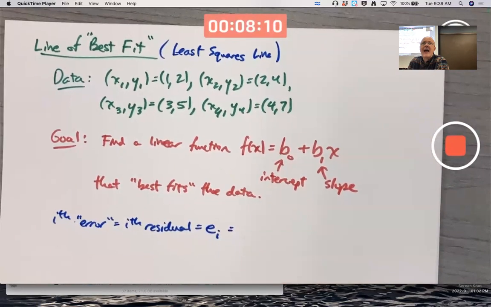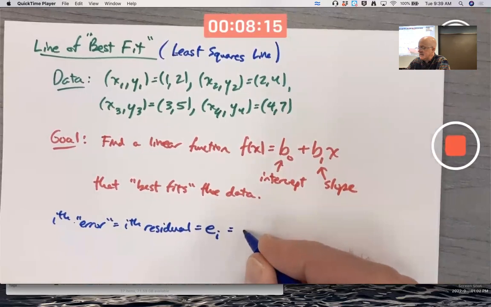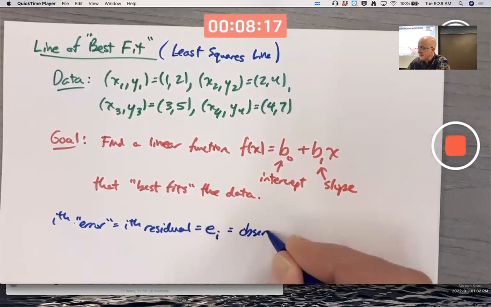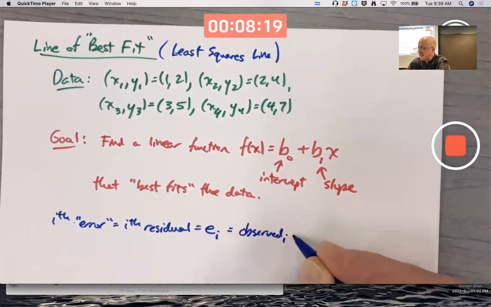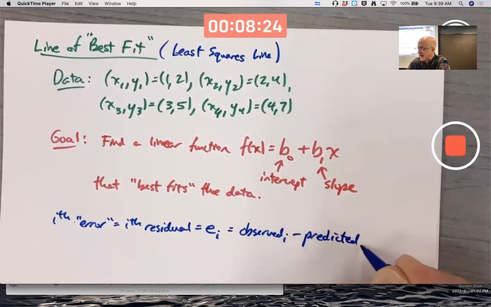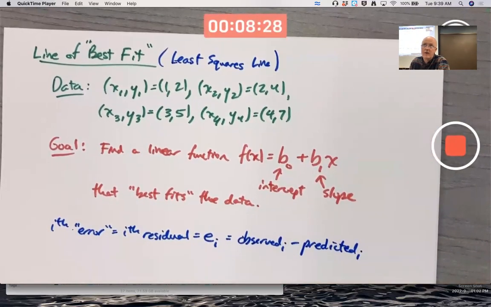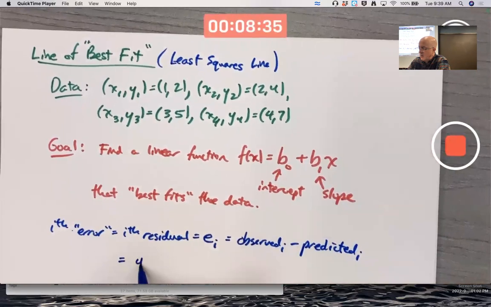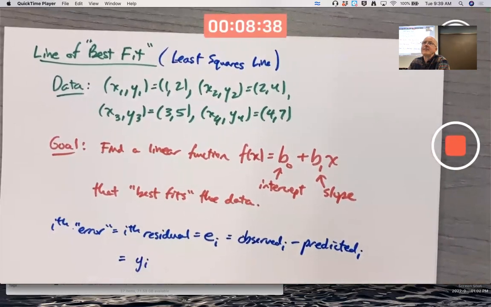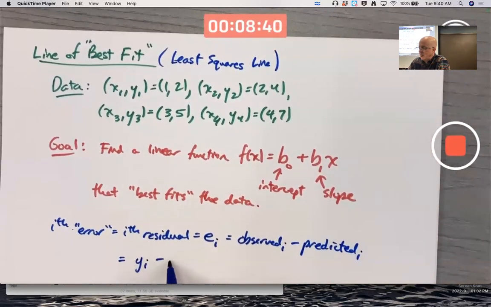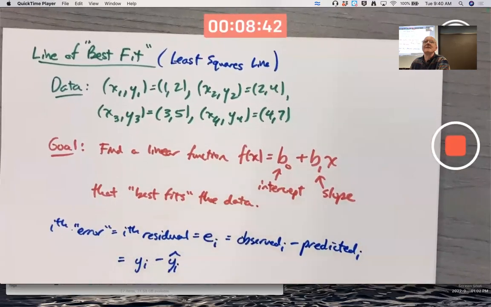You could think of as a word equation being observed sub i minus predicted sub i. i here for this data set with 4 data points is 1 or 2 or 3 or 4. Shorthand, the observed is called y sub i, and the predicted is called y sub i hat.